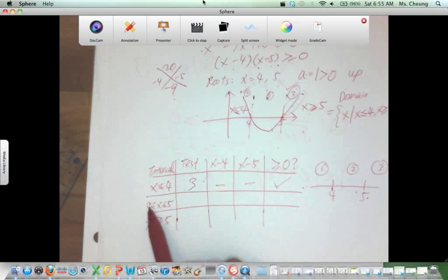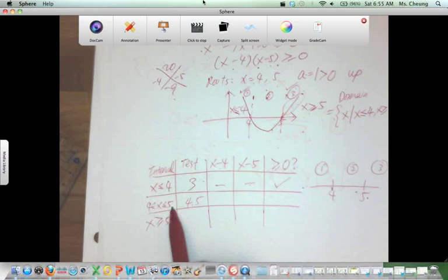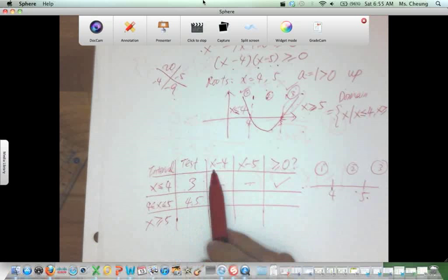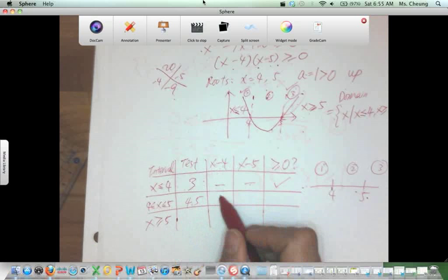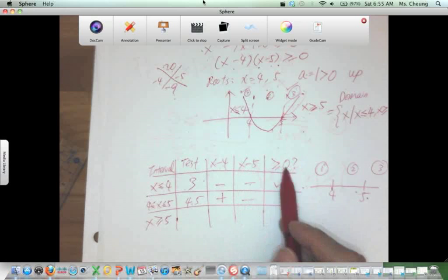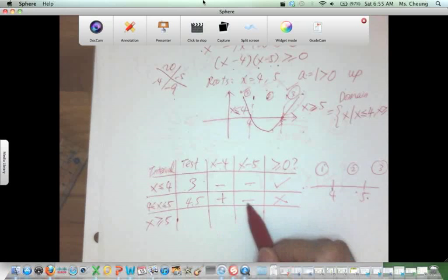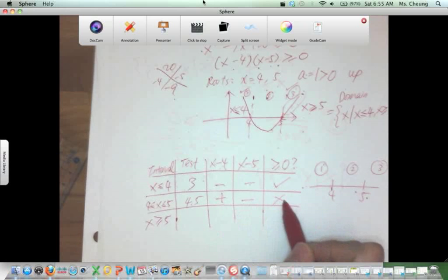In between 4 and 5, I'll choose 4.5 because I don't want to choose 4 or 5, which is ambiguous. So 4.5 minus 4 is going to give you a positive number. 4.5 minus 5 is going to give you a negative number. When they multiply, are they going to be greater than or equal to 0? No, because positive times negative is negative. Negative is less than 0.